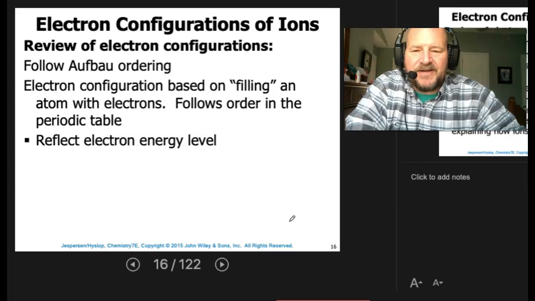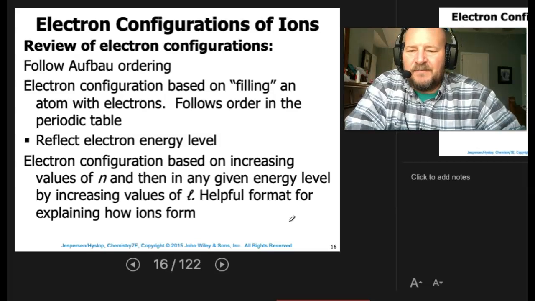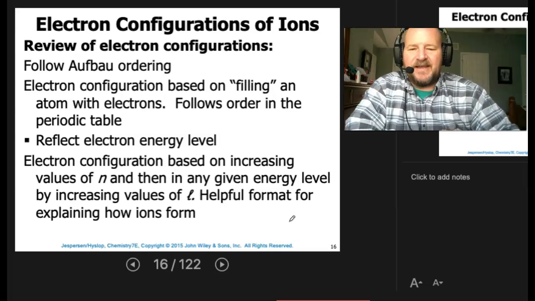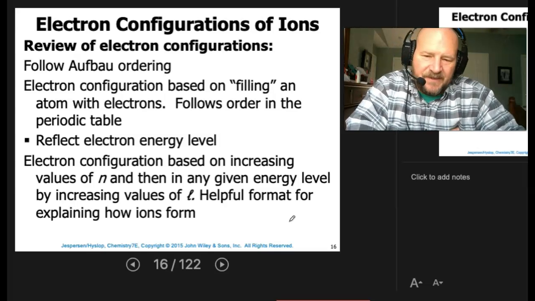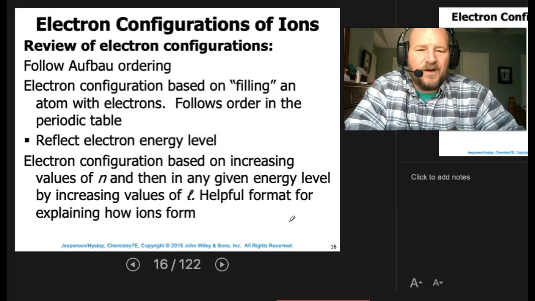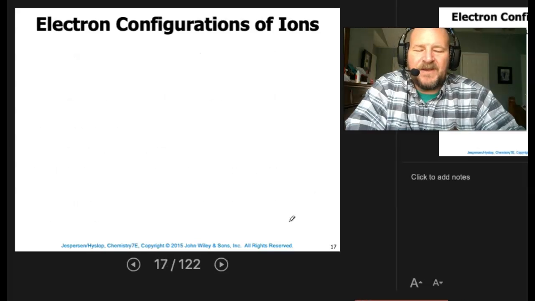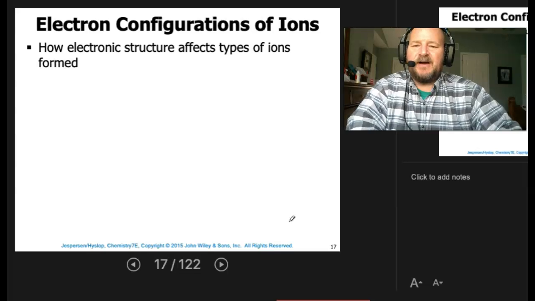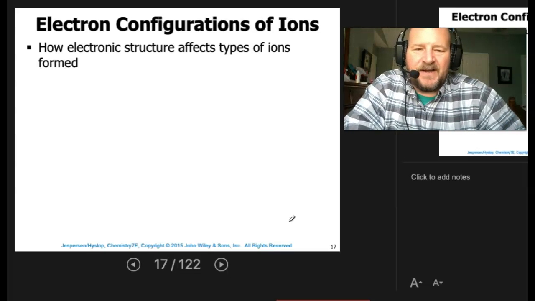So electron configuration based on filling an atom with electrons follows the order in the periodic table. We learned how to do it with our noble gases, electron configuration based on increasing value of n, and then at any given energy level by increasing values of l. So we saw the quantum numbers in the last chapter. Now we're going to look at electron configurations of ions. So how electronic structure affects types of ions formed.